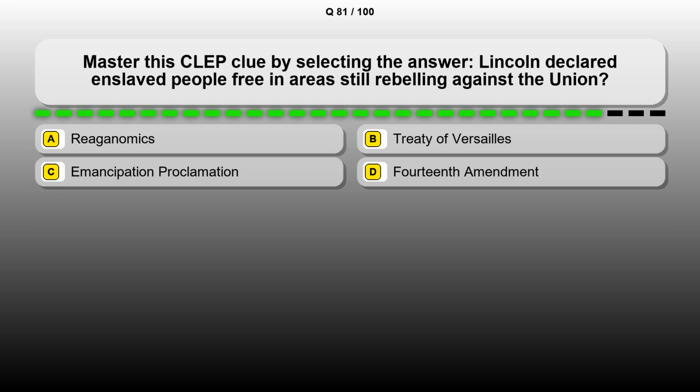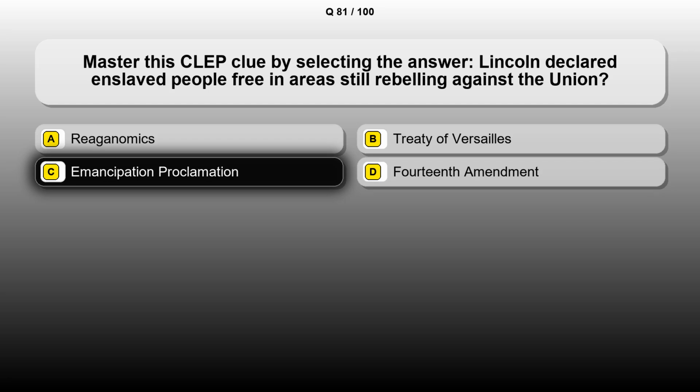Question 81. Master this CLEP clue by selecting the answer. Lincoln declared enslaved people free in areas still rebelling against the Union. Option A, Reaganomics. Option B, Treaty of Versailles. Option C, Emancipation Proclamation. Option D, 14th Amendment.